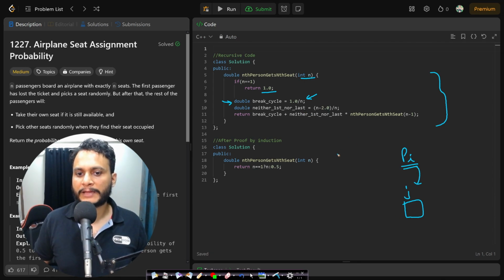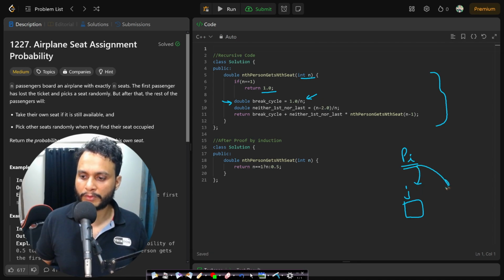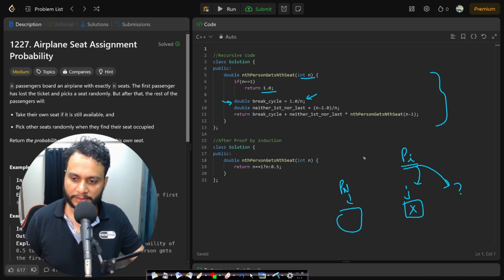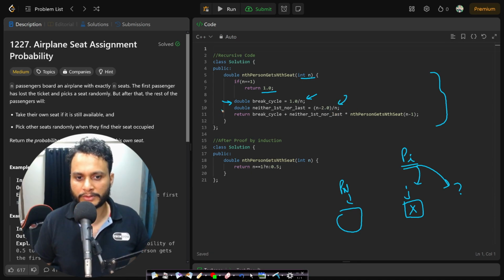Otherwise, if Pi does not get his correct seat, then what else can he get? If he doesn't get his correct seat, then he should not get the seat which is reserved for the nth person, right? Because the nth person has to sit there. So how many available options does he have? 2 options are removed out of n options, so it will be n minus 2 by n. Okay, so this is neither the first nor the last.